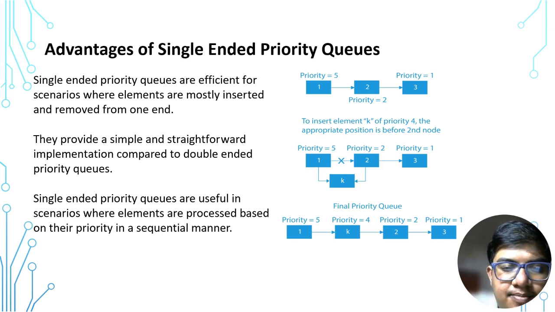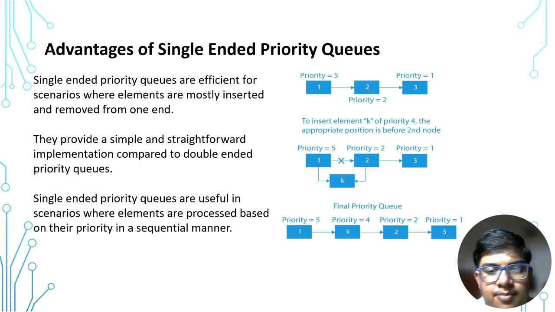For your understanding, as you can see, priority 5, priority 2 and priority 1. To insert the key element K of priority 4, the appropriate node position is before the second node. Right now people might be confused, so let me clear it up. This example is made with the help of a linked list. As you can see, priority 5, priority 2, priority 1 are all different nodes of a linked list. That is why I said to refer to my video on linked lists. So let's move on.